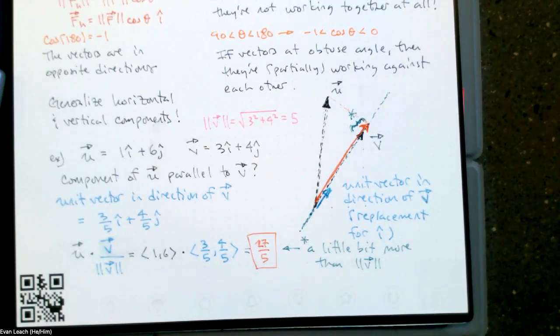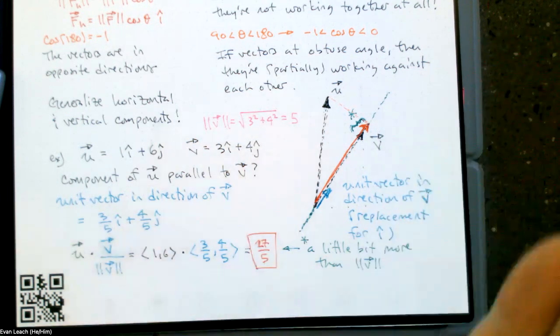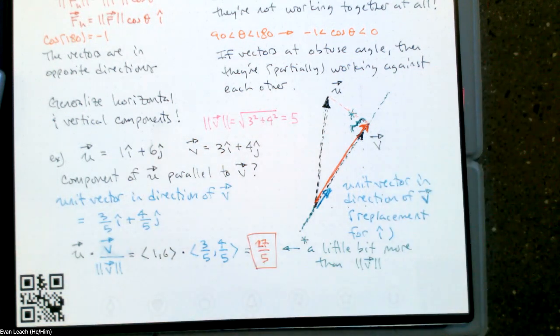And there we see it. There's a little bit more than the magnitude of v. The dot product of u and v is going to take this quantity and multiply by the magnitude of v. And it'll be less than just all the magnitude of u times all the magnitude of v. Dot product is a scalar product, and it's working at an angle.